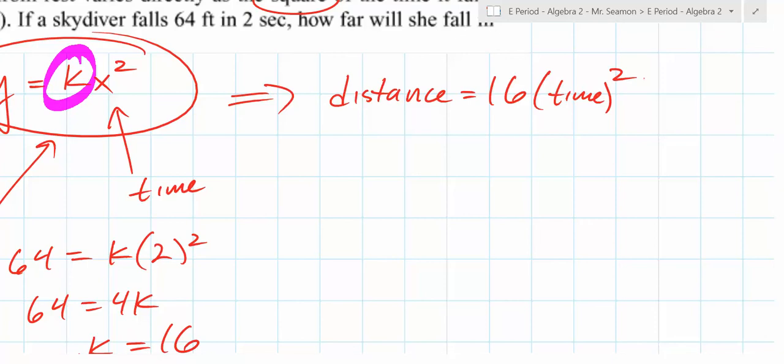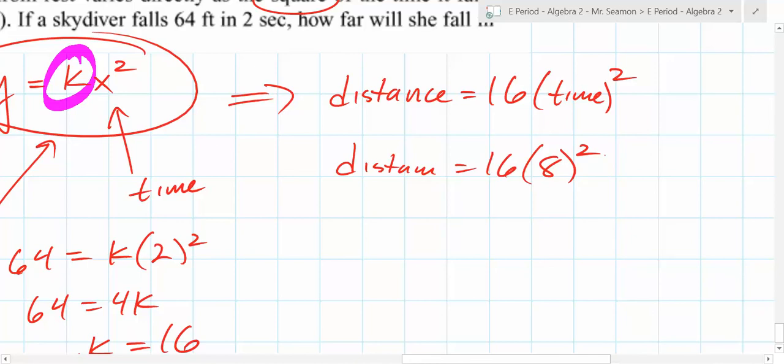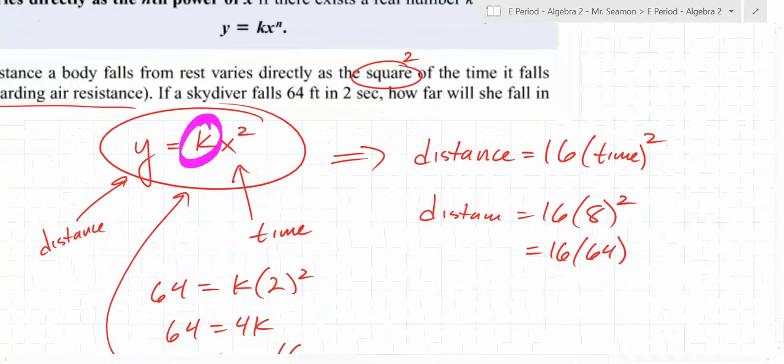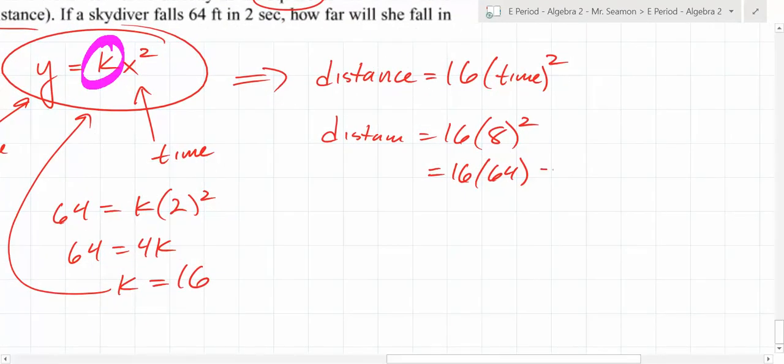Now it's asking you how far the person falls in how long? 8 seconds. So where do we plug in the 8, Nick? 8 squared. Yeah, so it's going to be distance equals 16 times what? 8 squared. Is that decently big? Yeah. Can someone just do that? What is it? 16 times 64 is 1024. Thank you.